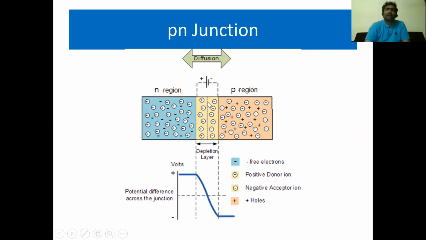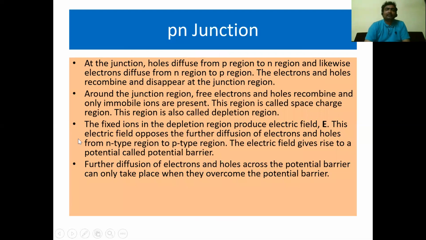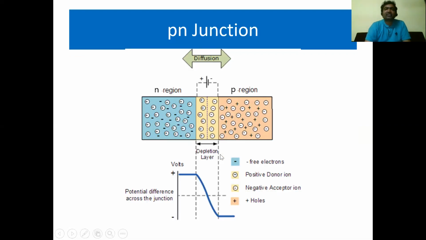You can find only negative immobile ions at the edge of the p region, and positive immobile ions at the edge of the n region. The fixed ions in the depletion region produce an electric field E. This electric field opposes the further diffusion of electrons and holes from N to P region and P to N region. The electric field gives rise to a potential called a barrier potential or potential barrier.